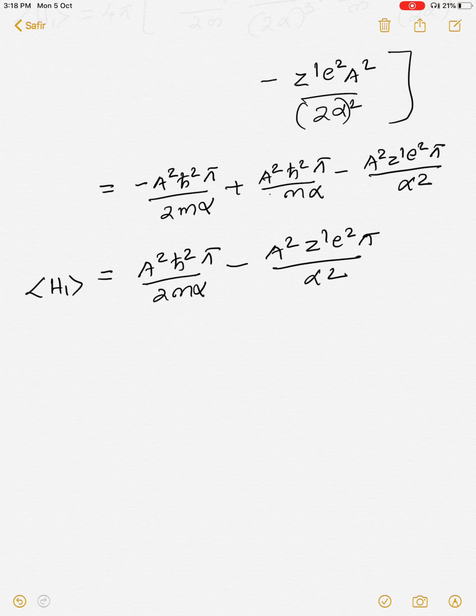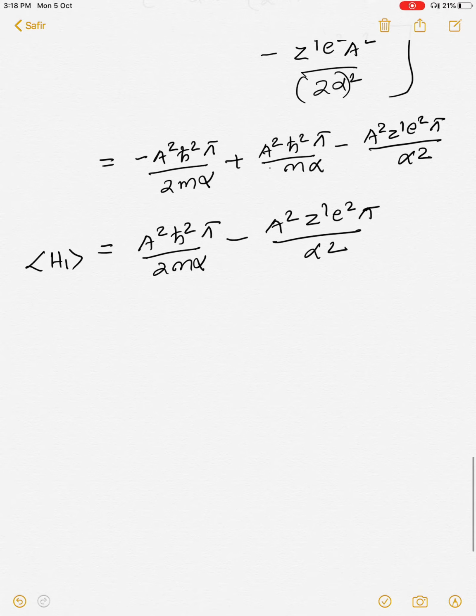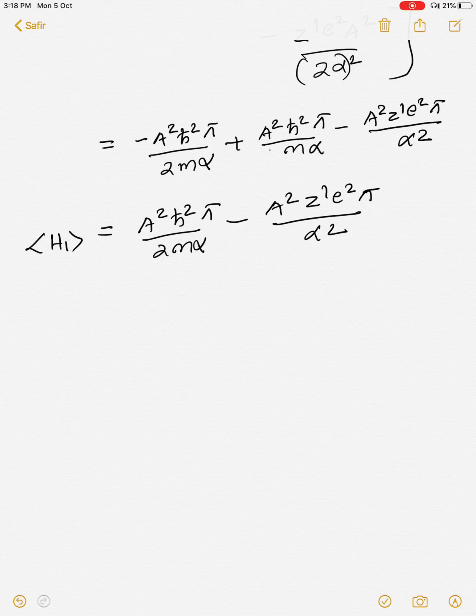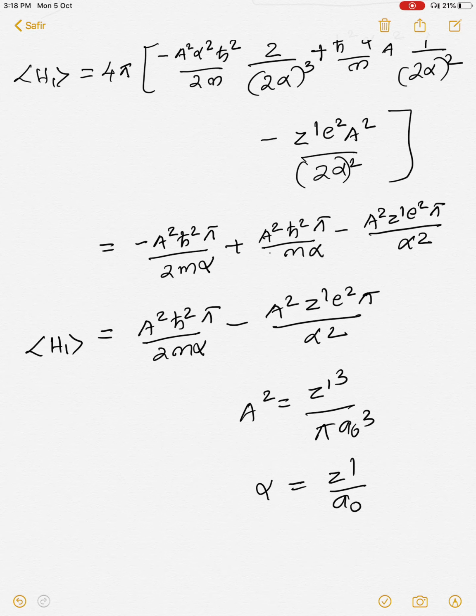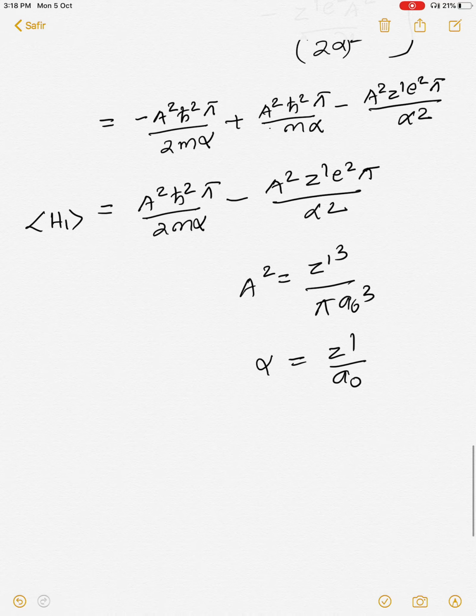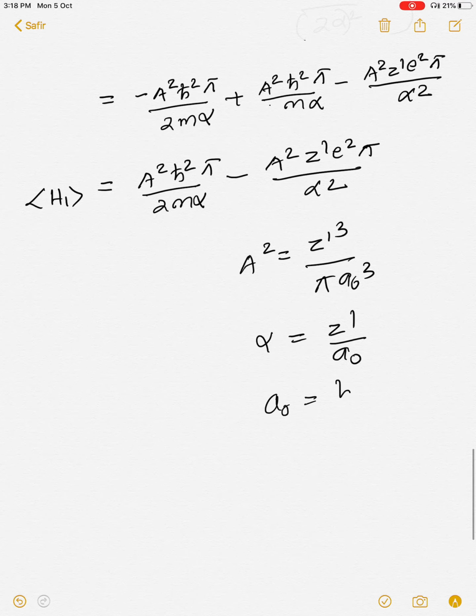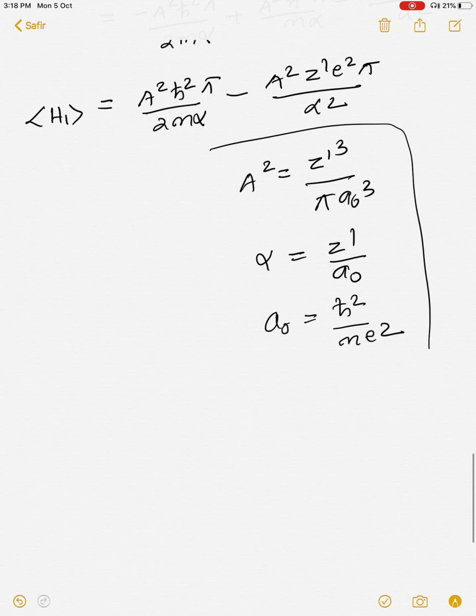Substituting this value of a square in this equation, we know what a is. We just put in the normalization constant. So substituting a square, what is a? A square is equal to z prime cube by pi a0 cube, and alpha is equal to z prime by a0. And what is a0? The Bohr radius a0 is h cut square by m e square. If you want, you can substitute all this.